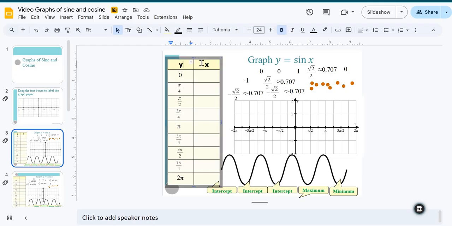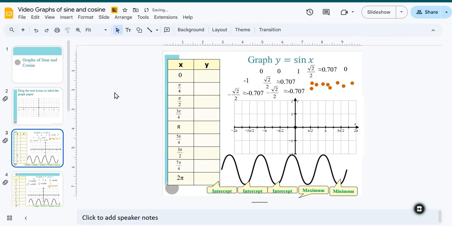So my table is wrong right now. Just gonna fix that real fast. Yours should be correct because I edited the template. If it's not, you can just switch them as well.